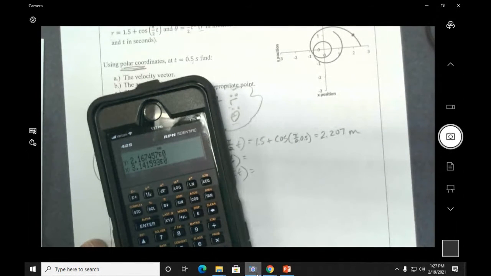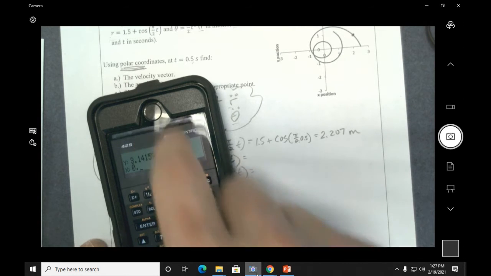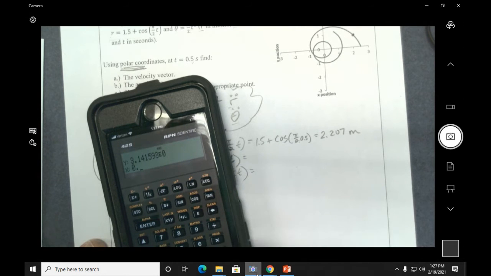Pi divided by 2.5 times, all right. Inverse cosine. No, I'm supposed to take the cosine of it. Why was I taking the inverse cosine? I'm so stupid.